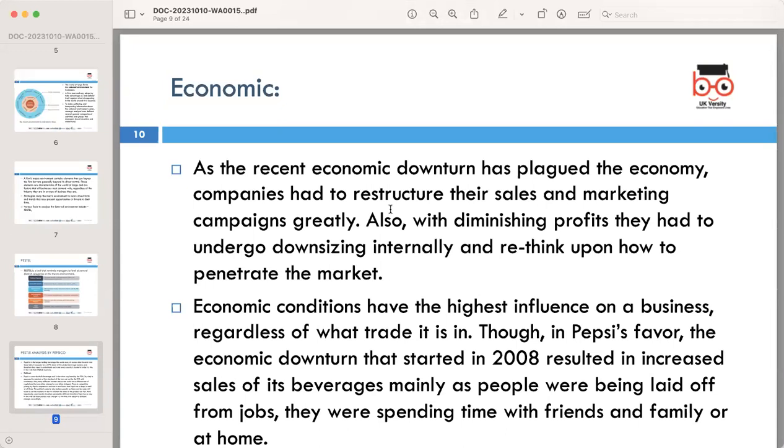Understanding and carefully analyzing these political and economic factors, along with other PESTEL components, is important for PepsiCo to make informed decisions, adapt to changes in different markets, and maintain its competitive edge in the global beverage industry.